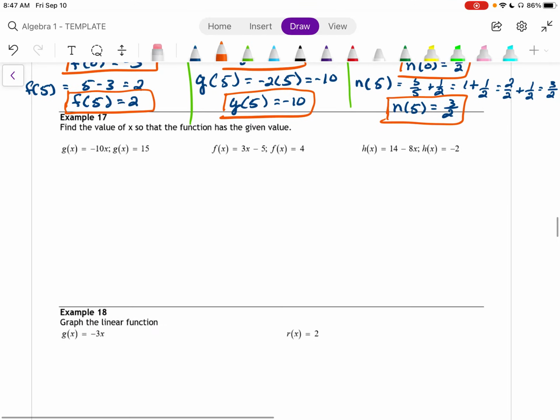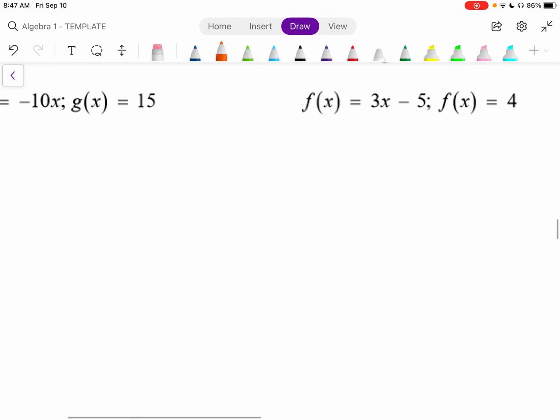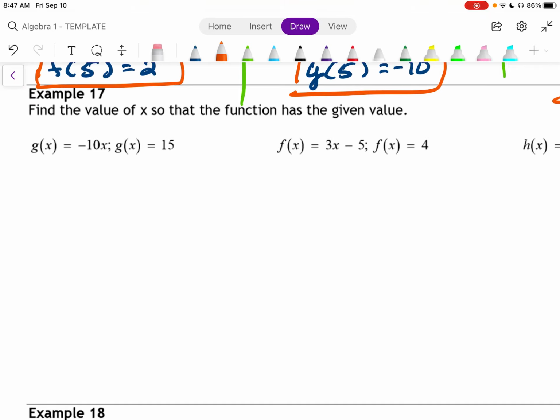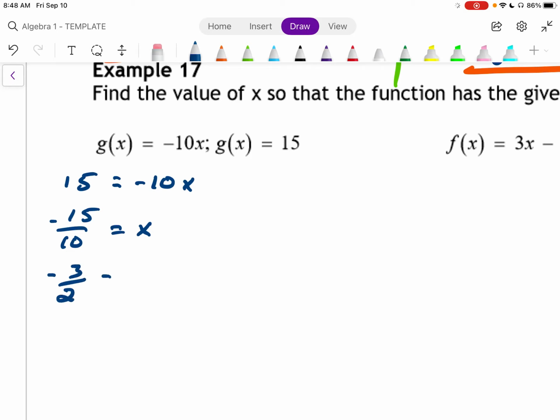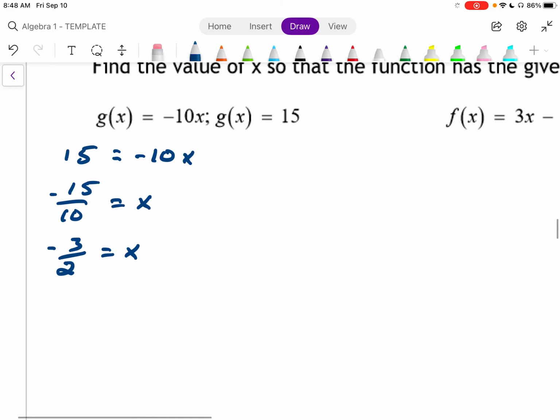Moving on, let's look at example 17. Find the value of x so that the function has the given value. So this is telling me that g of x equals 15. So I'm going to say, well, 15 equals negative 10x. To get x by itself, I divide by negative 10. So I'll have negative 15 over 10 equals x. And that can reduce to negative 3 over 2. So to write this back in function notation, I'll say, well, g of negative 3 over 2 is 15.